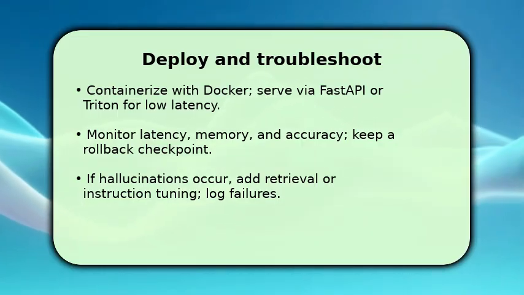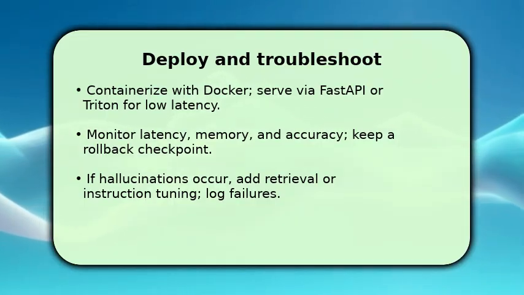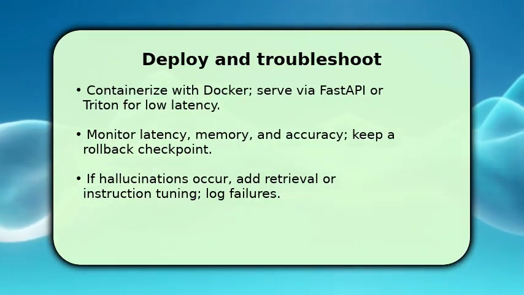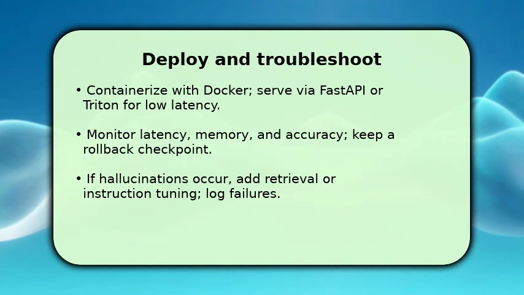regresses. If the model hallucinates or drifts, add retrieval augmentation or a small instruction tuning pass and log failing prompts. If things still fail, reduce batch size and enable FP16 to avoid OOM errors.